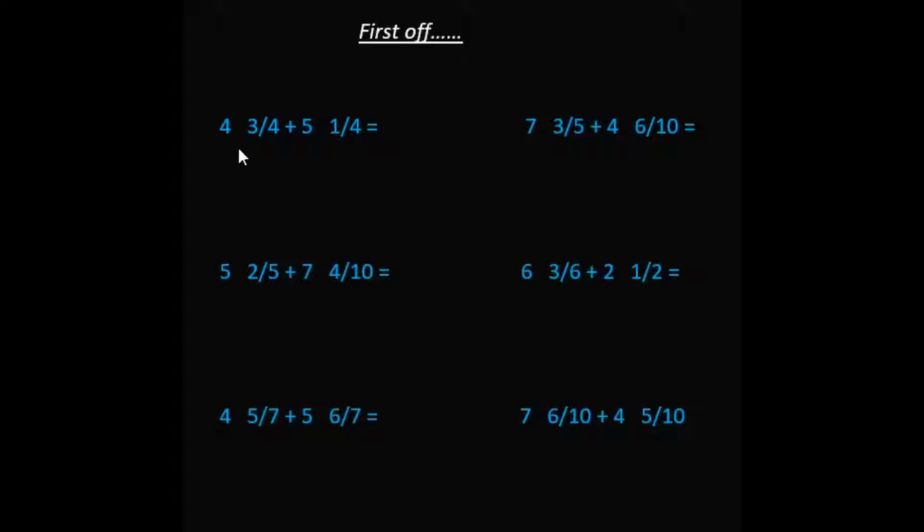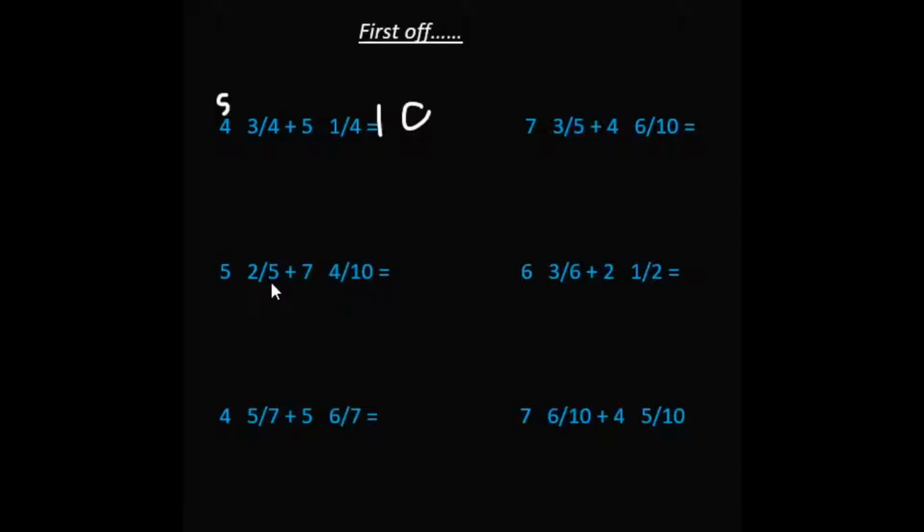So we have 4 and 3/4 plus 5 and 1/4. What we have to do here is first add the fractions. So 3/4 plus 1/4 equals 4/4, which is basically 1. So we can add 1 to the 4. So this becomes 5. Now 5 plus 5 is 10. So this equals 10.